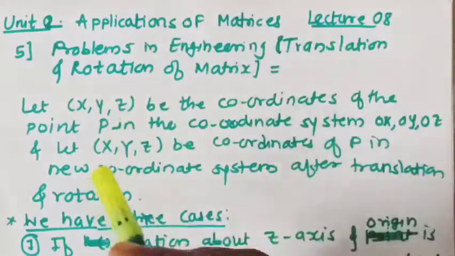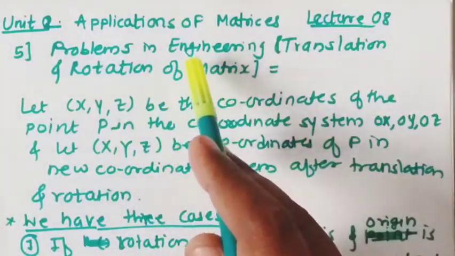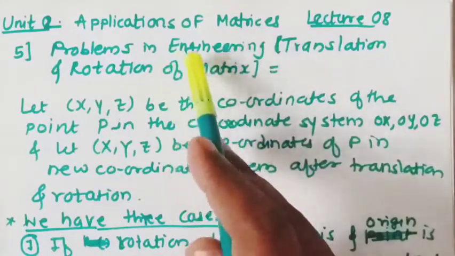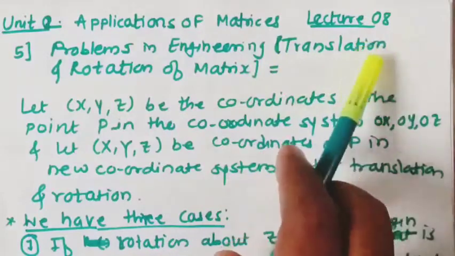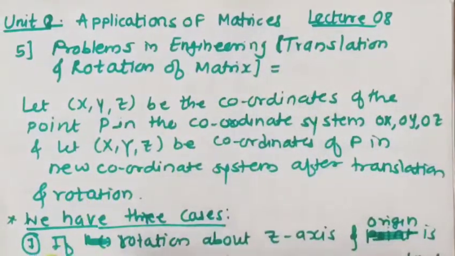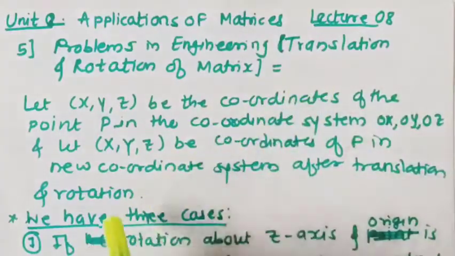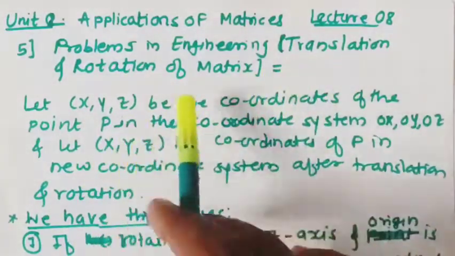In this lecture, we'll start the last content of unit number 2, that is problems in engineering, and in that we are going to see translation and rotation of matrix. This is one of the problems in engineering, translation and rotation of the matrix. Okay, so let us see what we have in this.